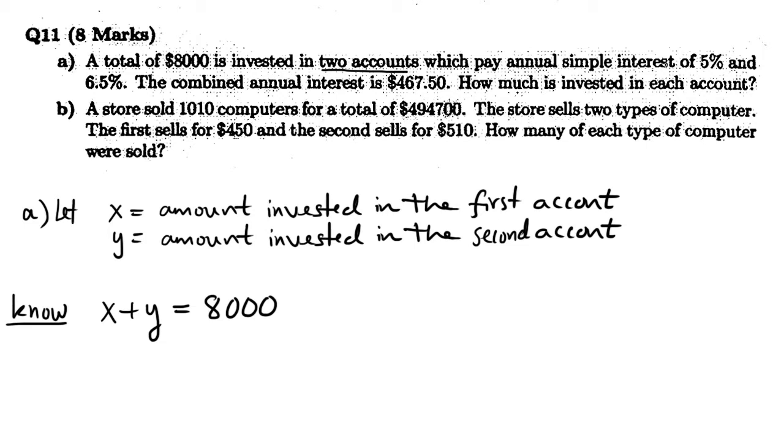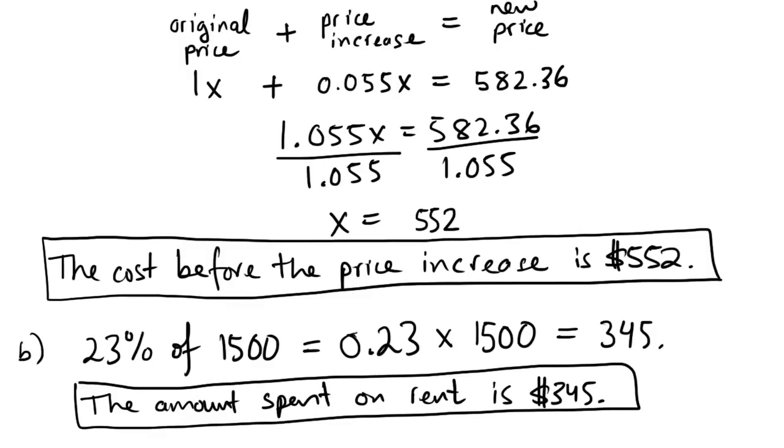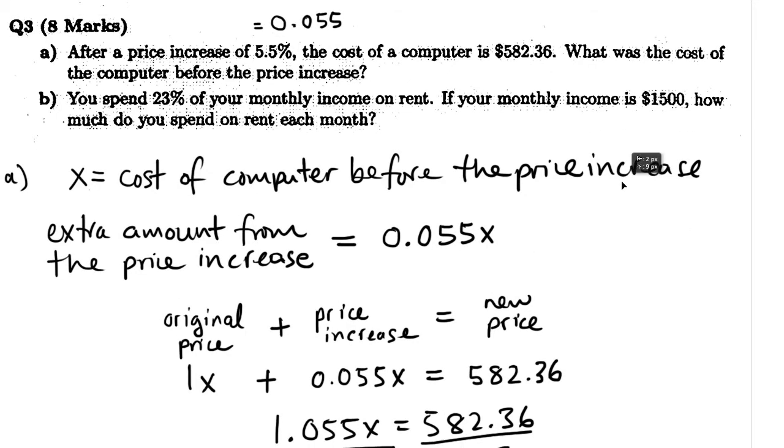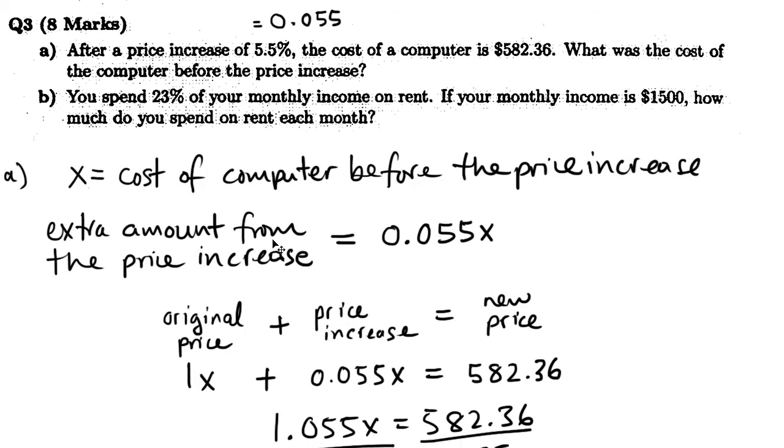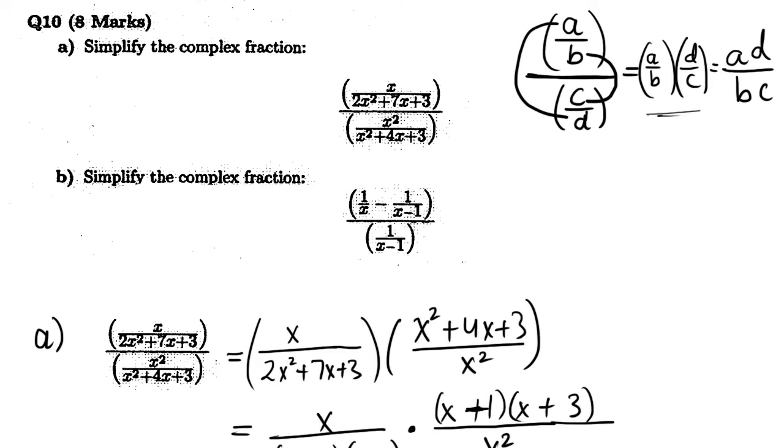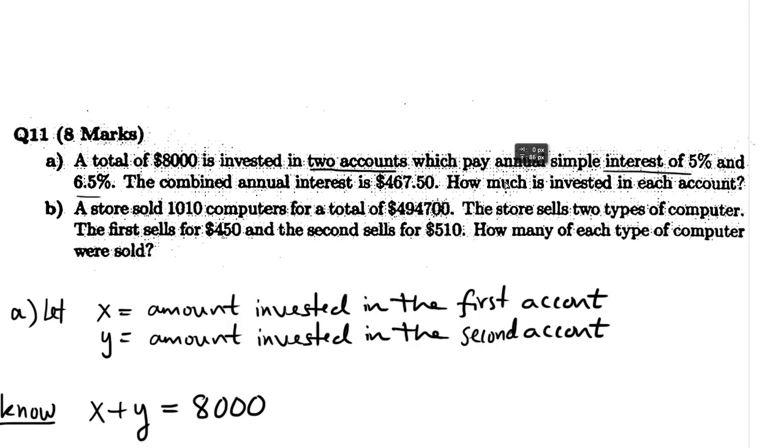So the other equation is probably going to be obtained by looking at this other information about the interest. I think we did a problem earlier today about a computer raising, that was question number 3, right? What does number 3 look like here? Remember when we did the amount that came from this 5.5% increase? We multiplied the rate by the variable. This is actually what we want to do here as well.